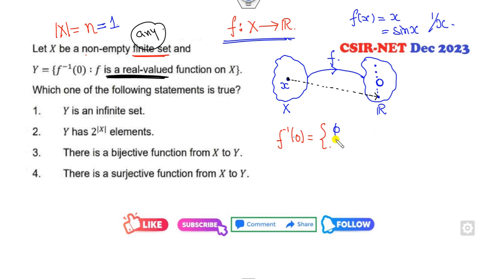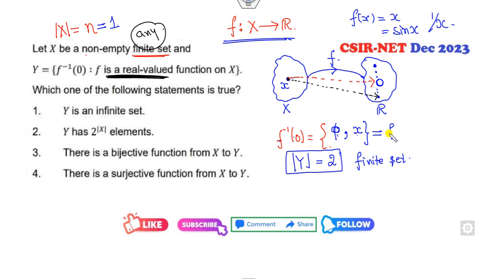Phi. Fine. The second possible case is if this x will map to say this element, then again the element will be 0. Another possible way is if this element will map to this, then what is the element of this? It is x. It has two choices. That means this is my F inverse of this. So Y is the collection of this. So what is the cardinality of Y? It is 2.